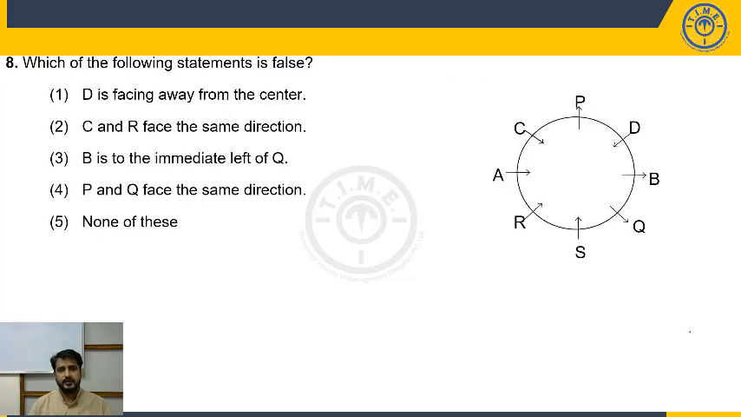Which of the following statements is false? D is facing away from the center. So D is facing towards the center, so it is false. C and R face the same direction. Are C and R facing the same direction? Yes, center and center. I can choose the first option, right? Because one is false. Choice 1. Remaining, if you want, you can cross check it.